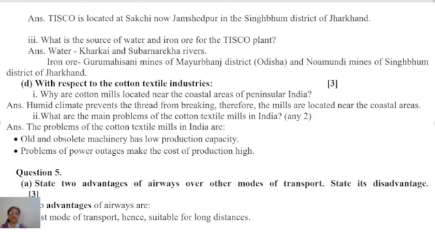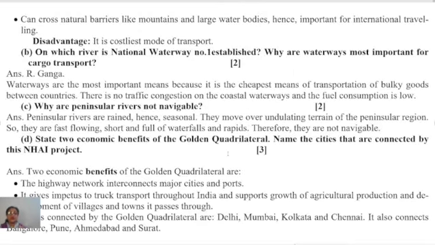Now come to next question. Question number 5. State two advantages of airways over other modes of transport and state its disadvantage. Two advantages of airways and one disadvantage. Okay. Now let's see the two advantages of airways. Number one is, no doubt, it is the fastest means of transport. Okay. Because it is fastest, it is suitable for long distance travel.